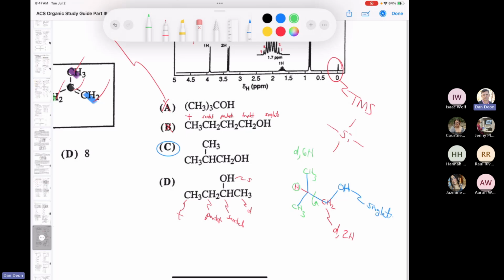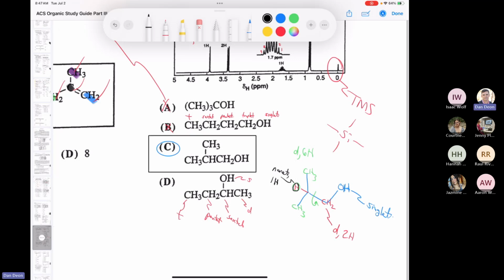so that's going to give me a doublet that integrates for 6 protons. And then lastly, if I look at this guy here, he's coupled next to 1, 2, 3, 4, 5, 6, 7, 8. So n plus 1, neighbors plus 1, gives me a nonet with an integration of 1 proton. Okay, so this has to be the right compound here.